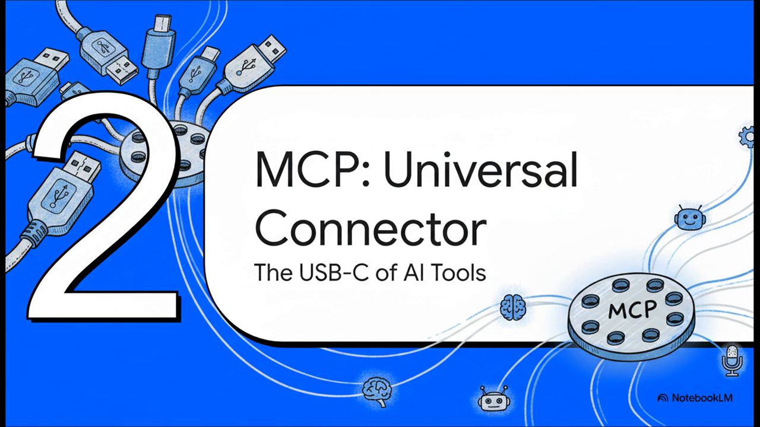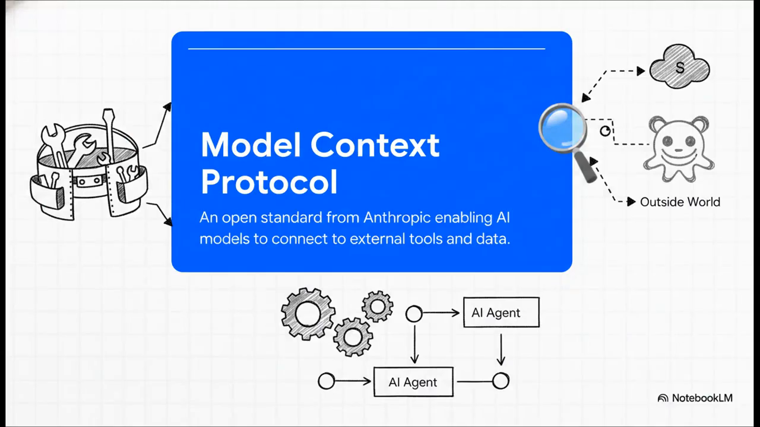Which brings us to Section 2, MCP, the universal connector. This is basically the USB-C of AI tools. So what is Anthropic's elegant solution to this massive vertical connectivity problem? Let's define it clearly. The Model Context Protocol is an open standard from Anthropic, and it enables AI models to securely connect to external tools, data, and resources via one unified interface.